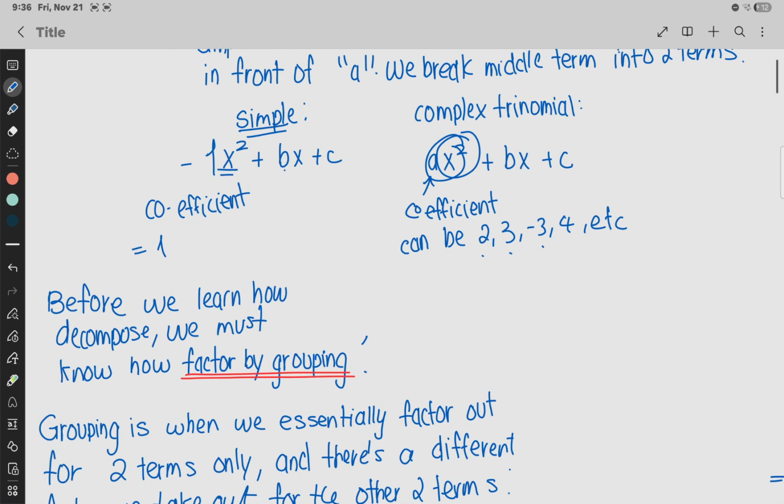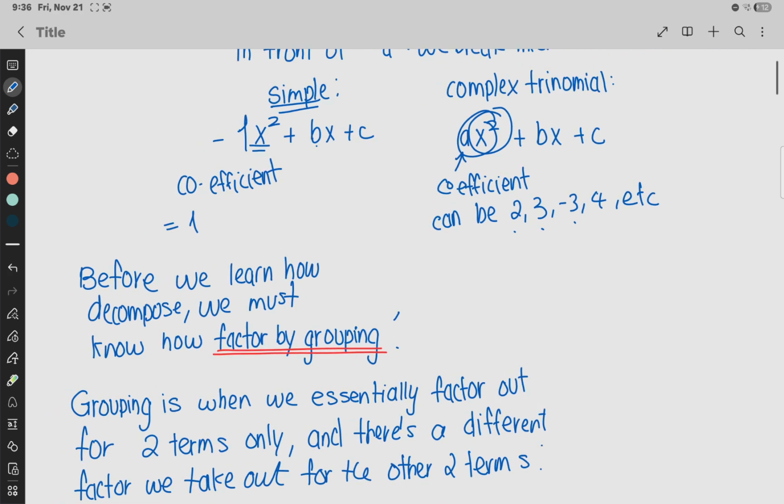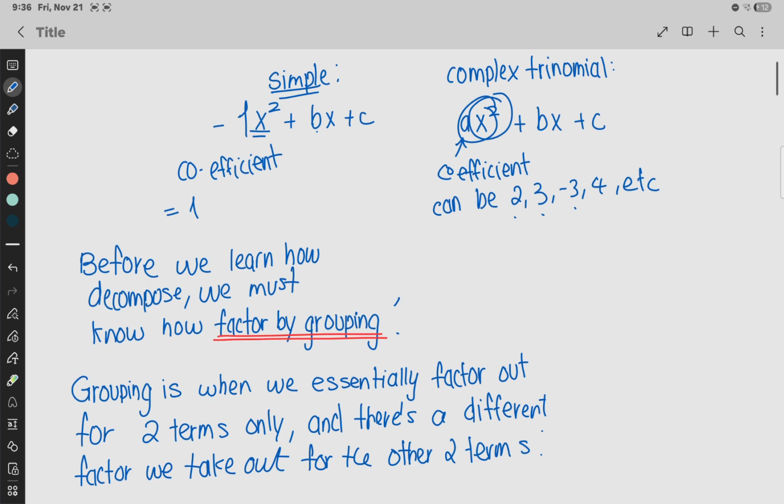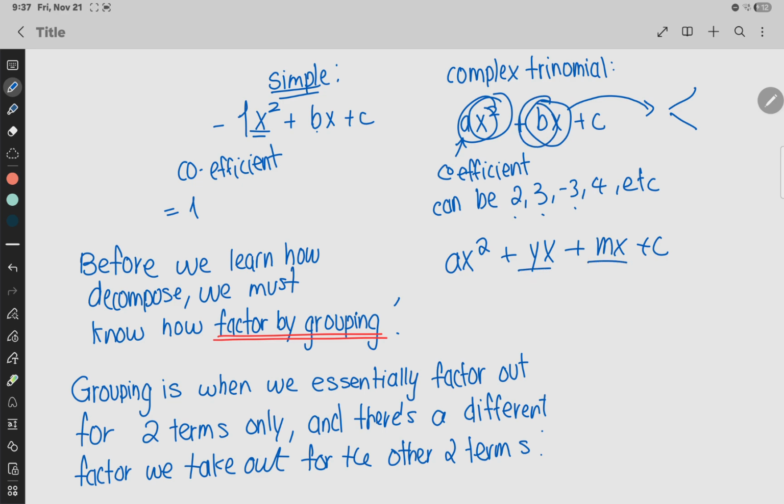Now, before we get into how to decompose, we have to know how to factor by grouping. As I said earlier, decomposition involves breaking down the middle term, bx. So this bx becomes two terms. We will end up with something like ax squared plus yx plus mx plus c, where y and m are the two terms that replace b.